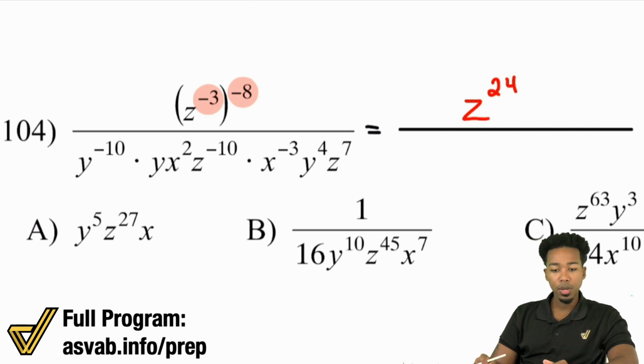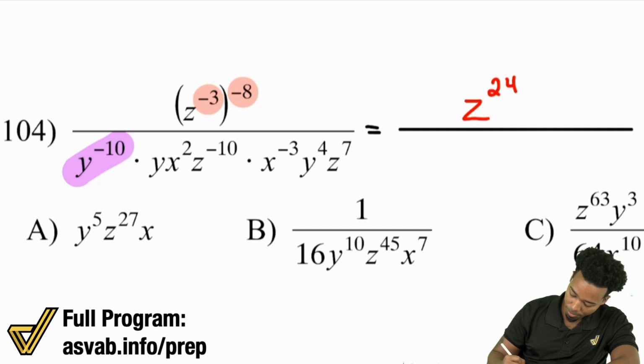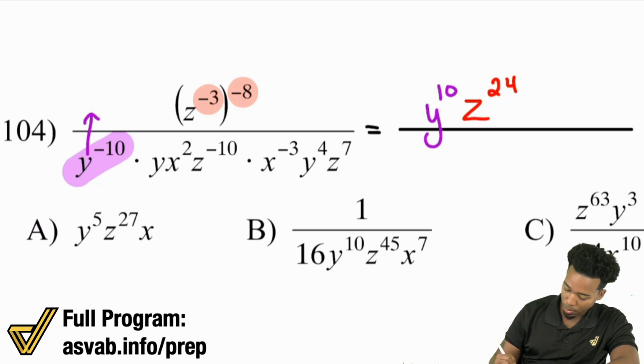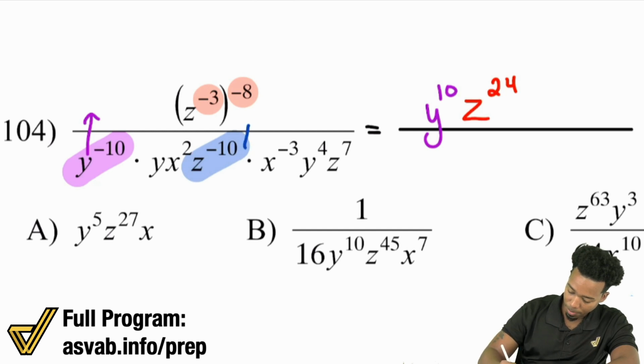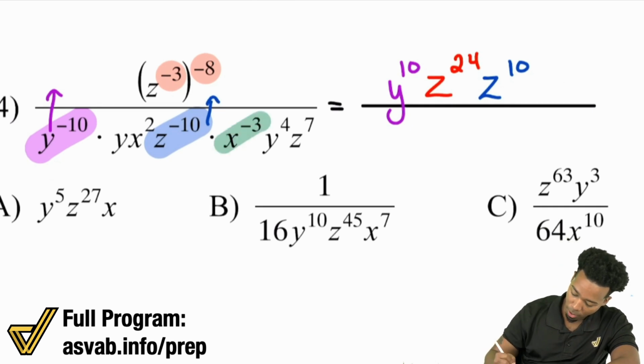And then from there, what can I move to the numerator? Well, I notice that there's quite a bit that we can move to the numerator because I see that we have over here y to the power of negative 10. Let's move that up top. So right here, y to the power of positive 10. I also noticed that we have ourselves a z to the power of negative 10. So what I'll do is I'll move that up top and I'll apply that as z to the power of positive 10. Next up, I also see that we have x to the power of negative 3. Move that up, x to the power of positive 3.